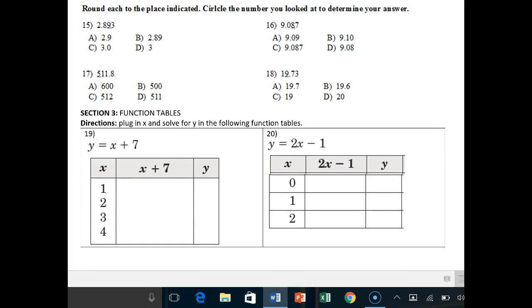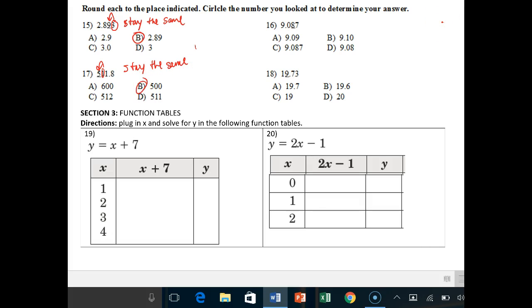Right? Round each to the place indicated. Circle the number you looked at to determine your answer. Remember, you circle the number behind the underlined number. So 9 is underlined here. So 3 tells me I stay the same, because 4 or less, I stay the same. So it should be 2.89 should be your answer. Look at the 1. 4 or less again, stay the same. So it rounds down to 500.